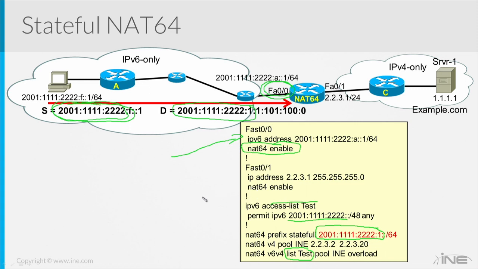So what's he going to do? He says, okay, well, I'm going to strip off the IPv6 address, and I'm going to replace it with a new IPv4 address that I obtain from the NAT64 pool called INE, just a named pool. And that pool says, okay, you can pull an address from 22.3.2 all the way up to 22.3.20. And if all those addresses are already used in current translations, overload it. Start doing port address translation.